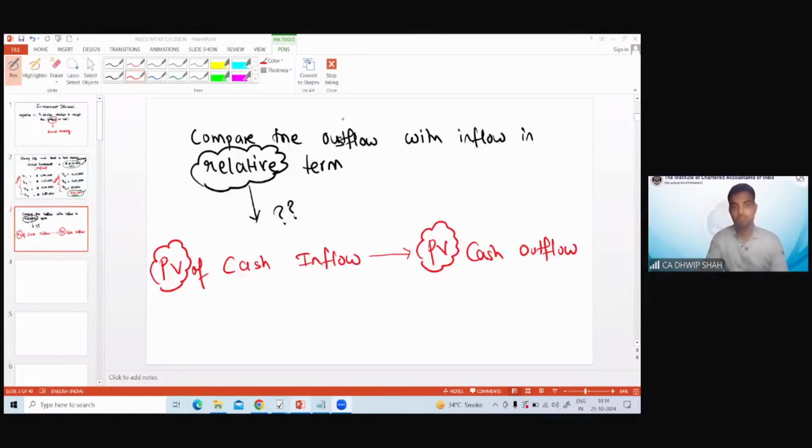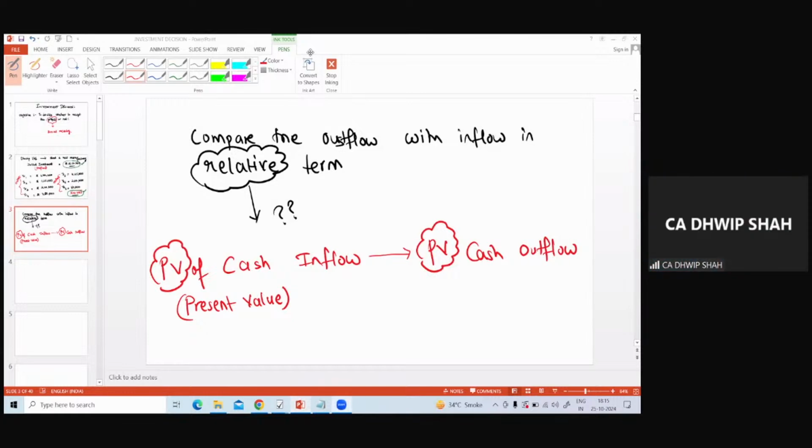In FM, we use short forms so that we can save some time. But initially, you can write the entire term, present value. Once you are used to this term, you can write in short form. FM is a very practical subject and it's very flexible. Understood? So investment decision says, again I am repeating, you need to compare the inflow with outflow, but in present value terms. Any queries still here? Can we move forward?